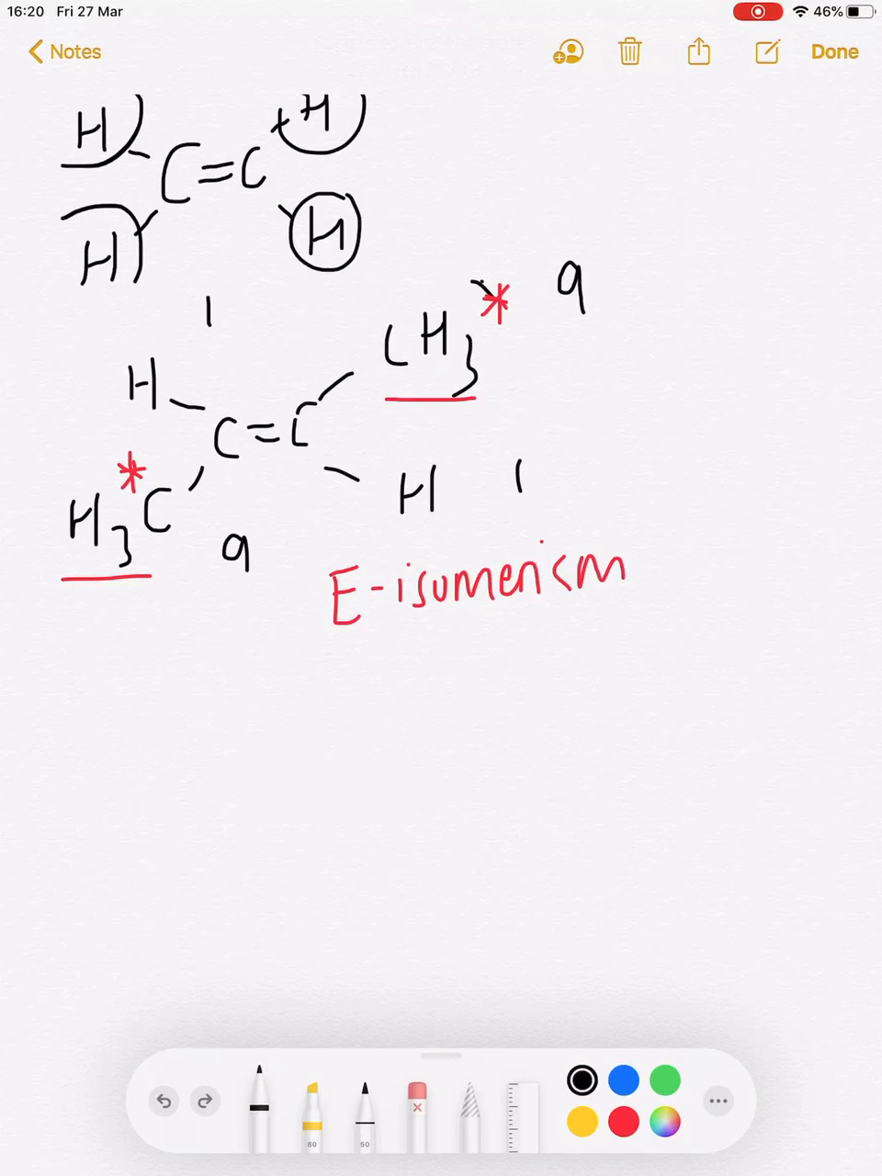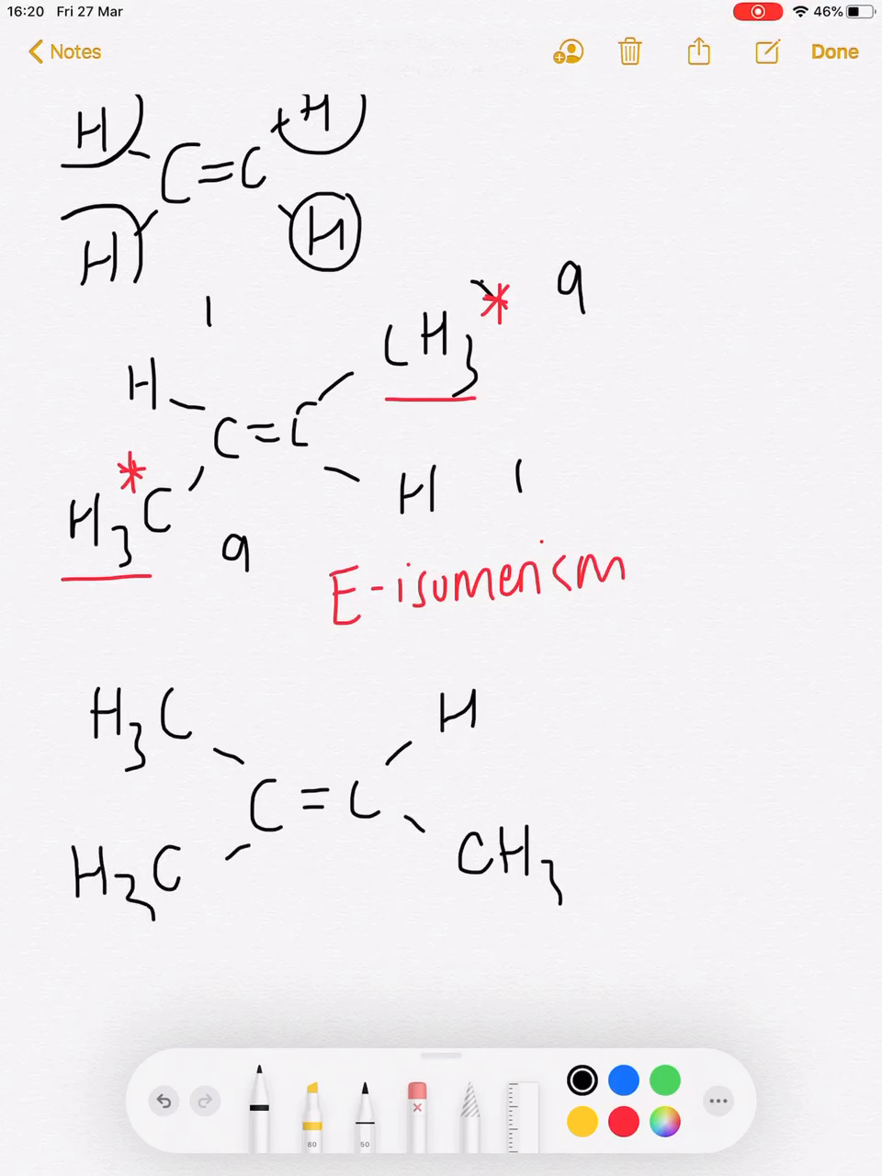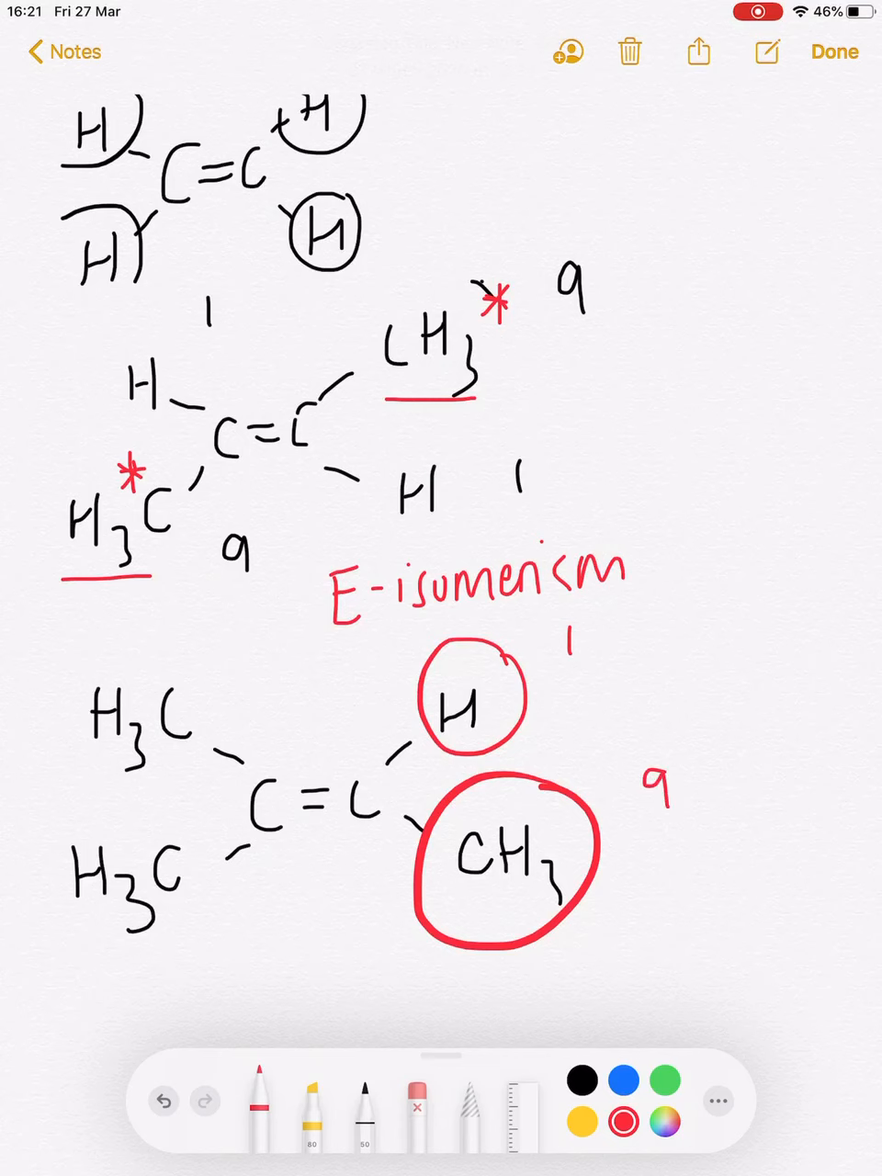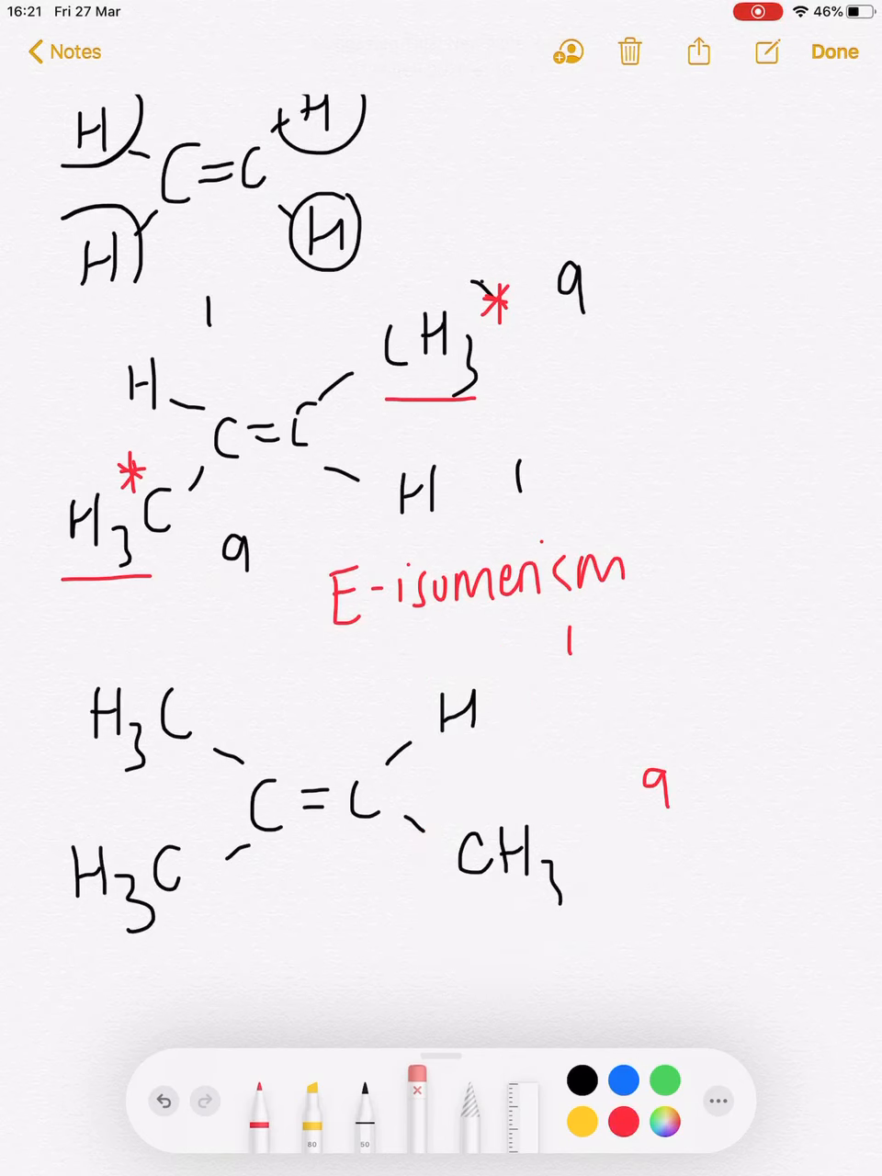Right. If you now had something that looked like this, we've got hydrogen, CH3, CH3, and CH3. On this side, we have a hydrogen and a CH3. We've got an atomic number of 1, we have a total atomic number of 9. The CH3 is the higher priority because it has a higher atomic number, and it's on this side.